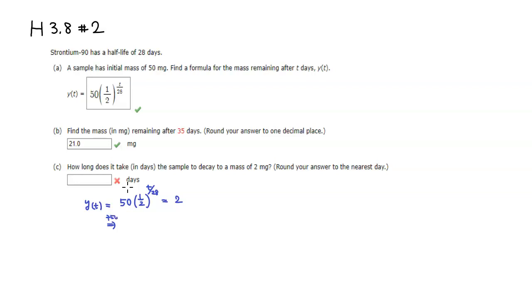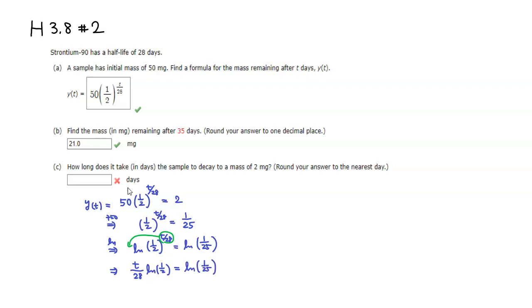Divide through by 50, you get 1/2 raised to the t over 28 is equal to 2 divided by 50, which is 1/25. Then we can take the natural log of both sides. So the natural log of 1/2 raised to the t over 28 is equal to the natural log of 1/25. Using the log property, we can move this power in front of the natural log. So we have t over 28 times the natural log of 1/2 is equal to the natural log of 1/25.